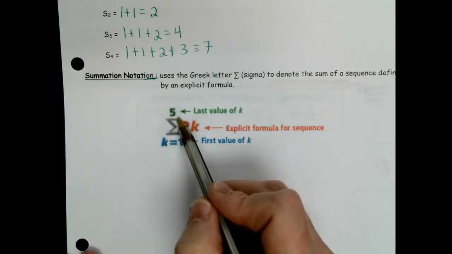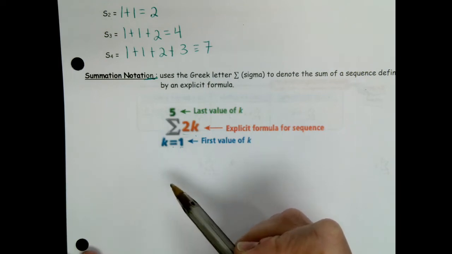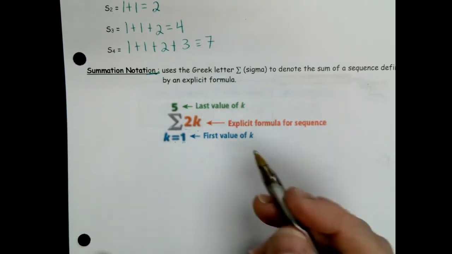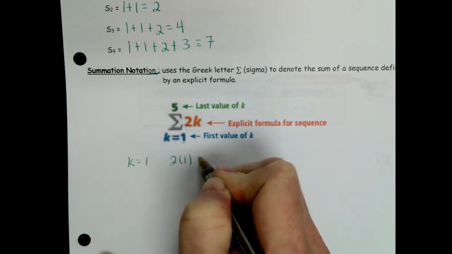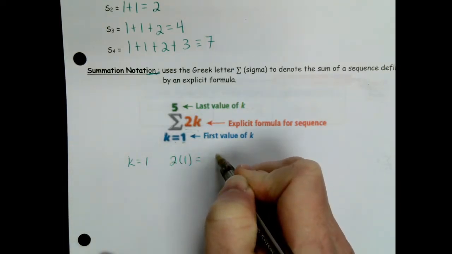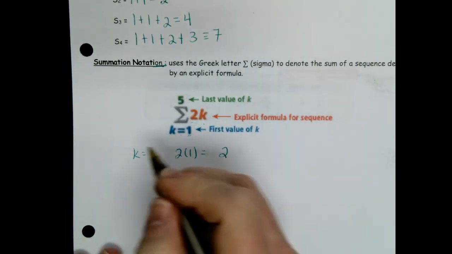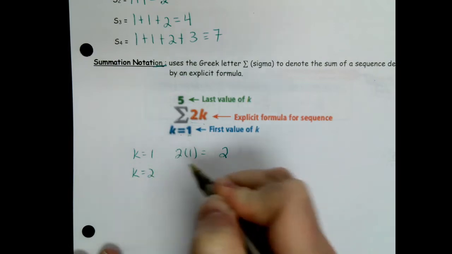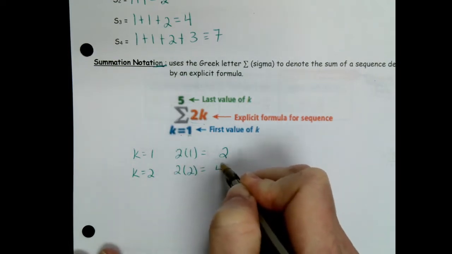Summation notation means we're going to find all the terms, and then we're going to add them together. That's all it is. It's like one more step from yesterday. So for k equals 1, we're going to do 2 times 1, which equals 2. For k equals 2, we're going to do 2 times 2, so we get a 4.